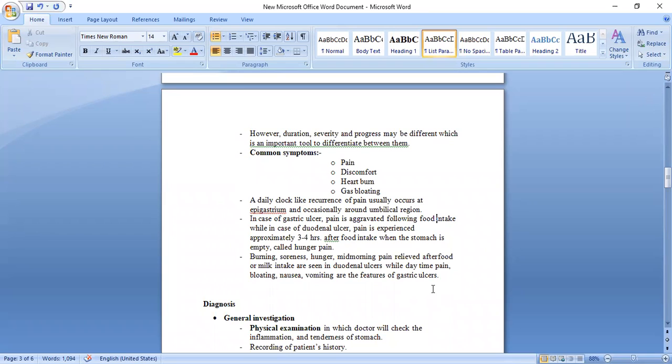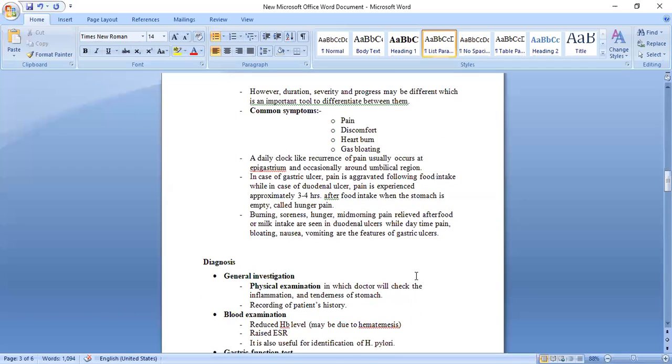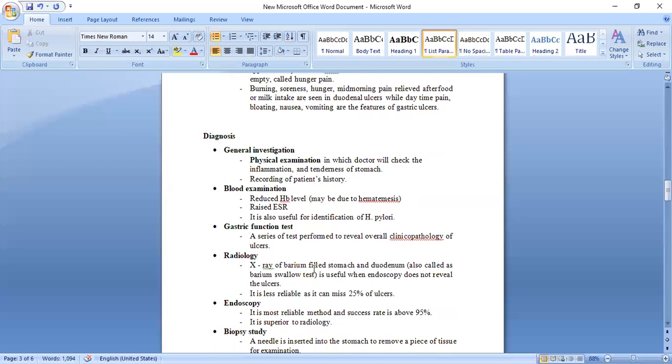When you have the food, what happens? The pain is there, gas bloating is there, nausea is there, vomiting is there. These are in the gastric ulcer. Understood now? Gastric and duodenal. Again, we will see clearly. Now see here the diagnosis.